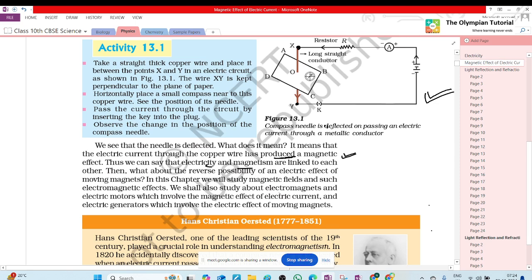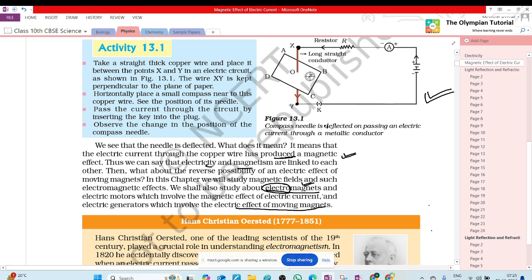What are electromagnets? As is clear by the name, magnetism which is produced by electricity is known as electromagnets. And electric motors, electric generators, these also work on the electric effect of moving magnets.